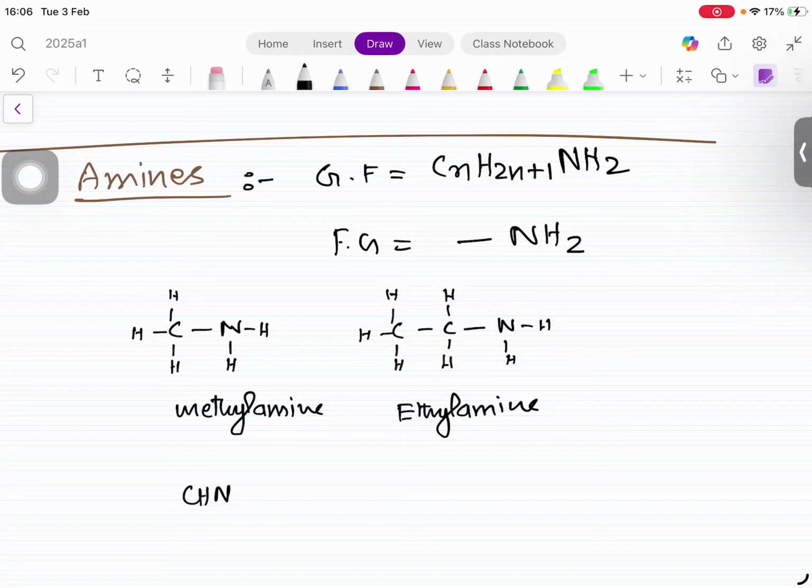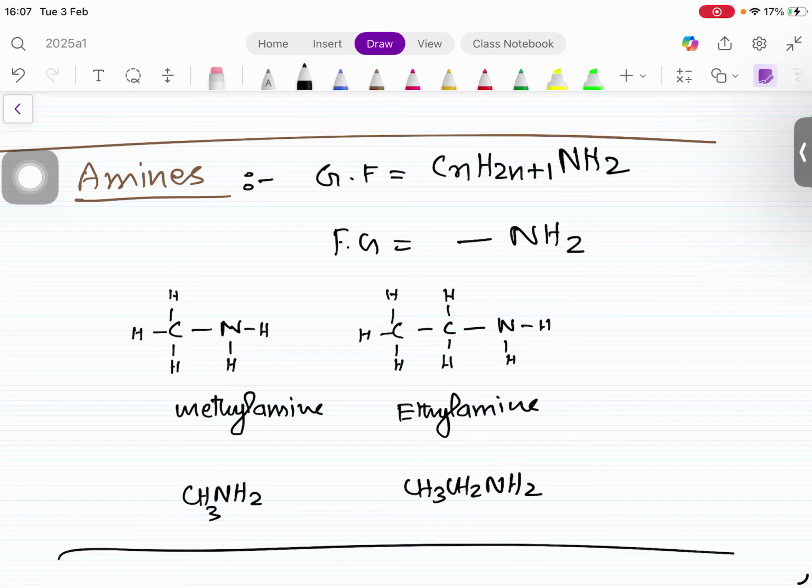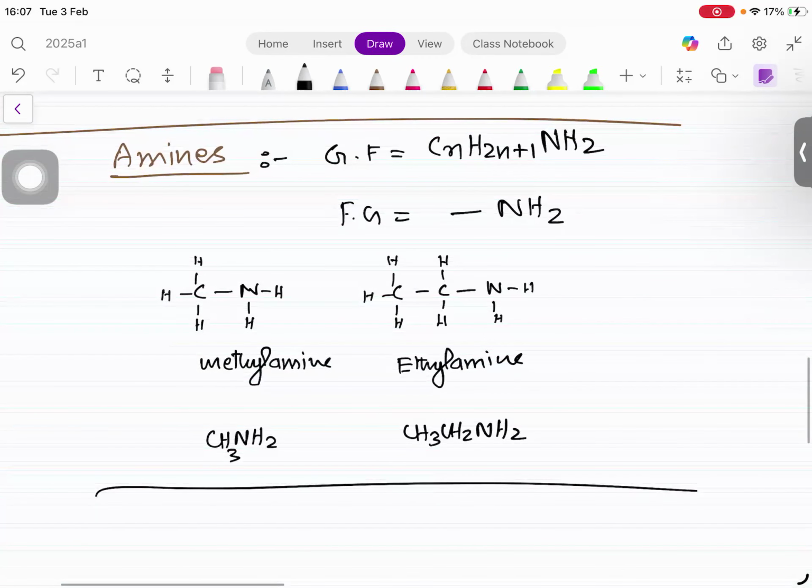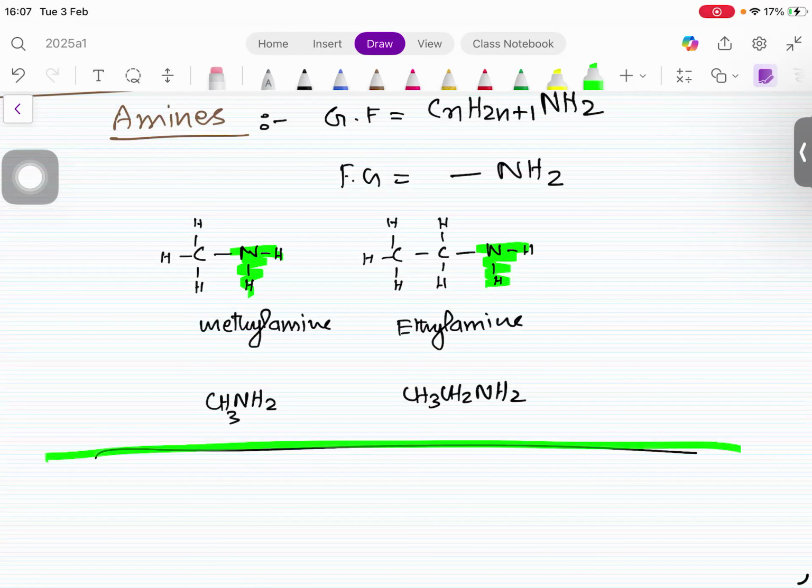So it is CH3NH2, and similarly propylamine, but that's enough. As I told you, these are the functional group in A2. I just wanted to let you know that this is also the functional group, because at times in organic chemistry we write like this with the OH, alcohol, yeah. Okay, so that's all about this.